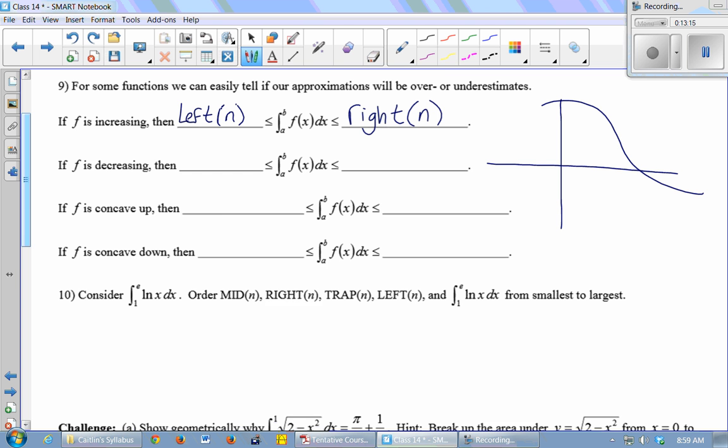Yes, which one's smaller though? The right one will be the underestimate, right? Because let's say I want to go from here to here, two rectangles. Right endpoints will always be below the curve. So right end will always be smaller. And left end will always be the overestimate.